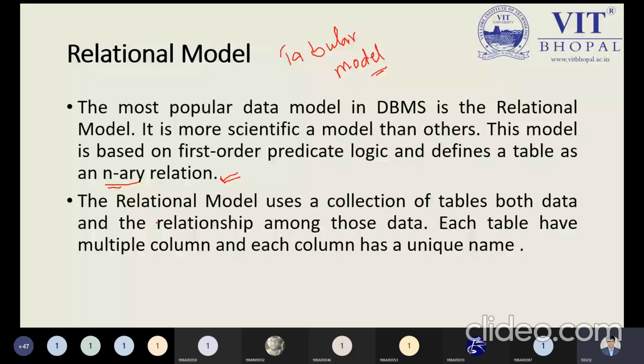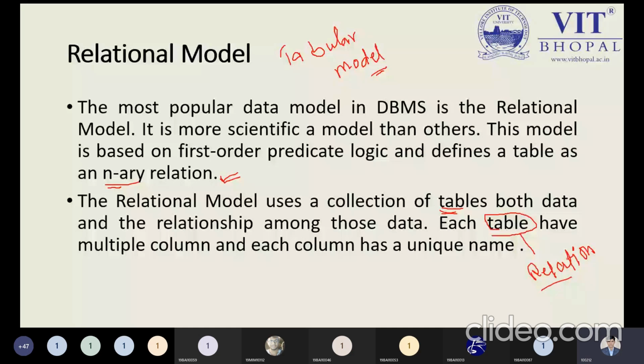The relational model uses a collection of tables. Please keep all the words in mind properly. The relational model uses a collection of tables to represent both data and the relationships among those data. Each table has multiple columns and each column has a unique name. A table is also known as a relation in the relational model. Whatever we have done so far in practice, we have just designed a table, and that table is also known as the relation in the relational model.